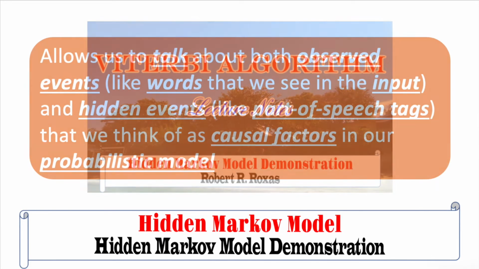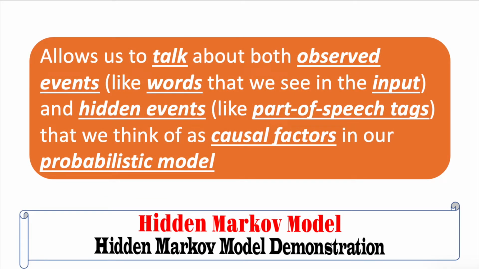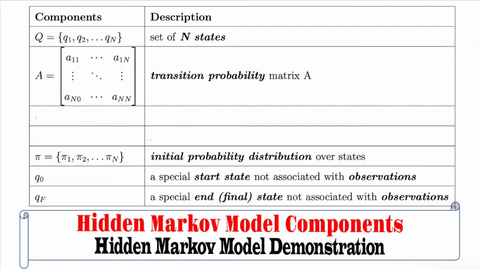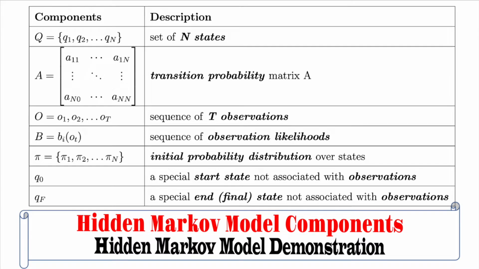Let's start now. A Hidden Markov Model, or HMM, allows us to talk about both observed events, like words that we see in the input, and hidden events, like part of speech tags, that we think of as causal factors in our probabilistic model. It has two additional components on top of the Markov chain components. One, the set of V possible observations or vocabulary, and two, the sequence of observation likelihoods, also called emission probabilities. It expresses the probability of an observation o sub t being generated from a state i.